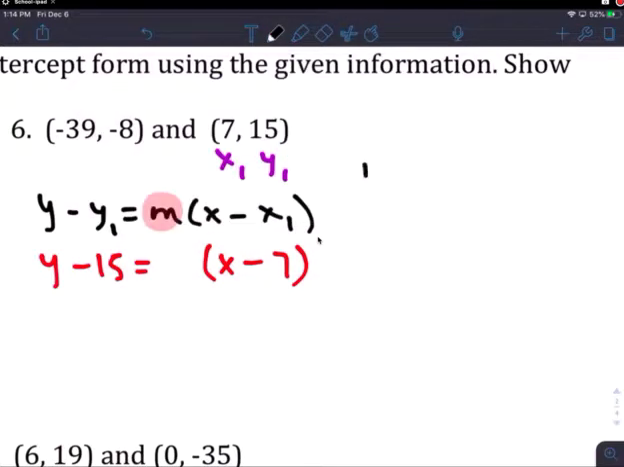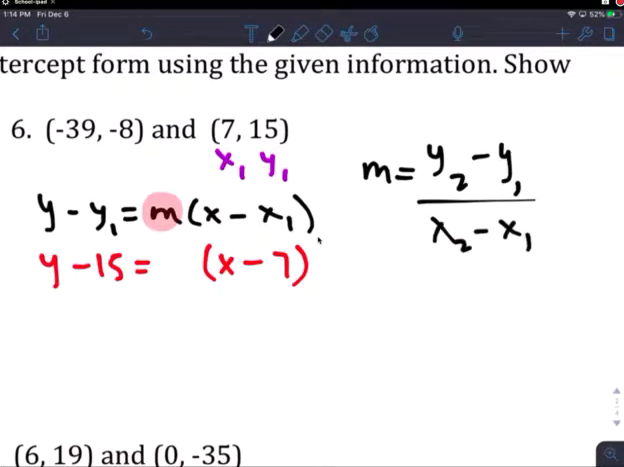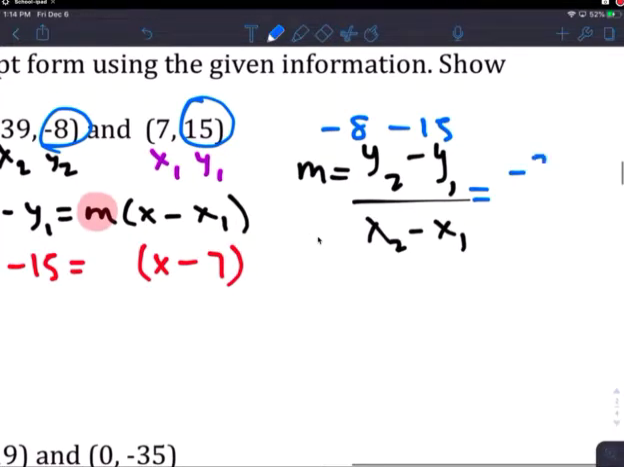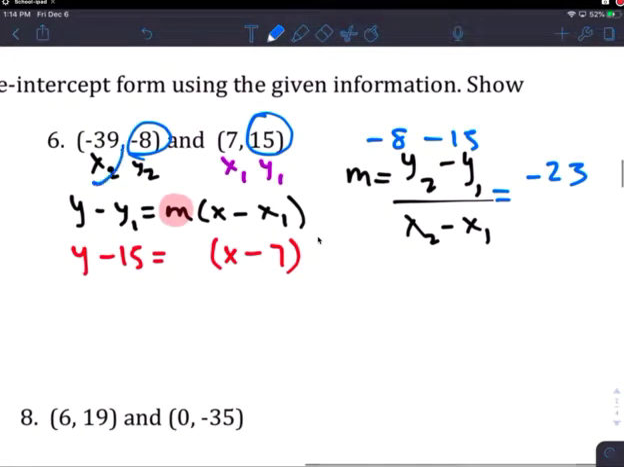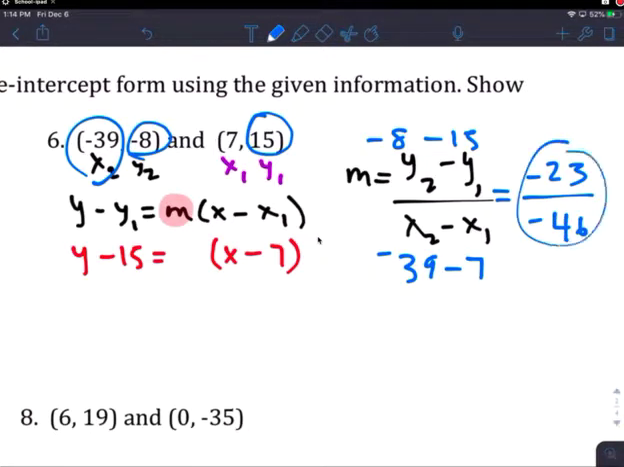Okay, m is equal to y sub 2 minus y sub 1 over x sub 2 minus x sub 1. This is x sub 2, y sub 2. So we would get negative 8 minus 15. We get negative 23. X sub 2 is negative 39 minus 7, which is negative 46. And this is a half. 23 is a half of 46. So m is a positive 1/2 because 2 negatives is a positive 1/2.